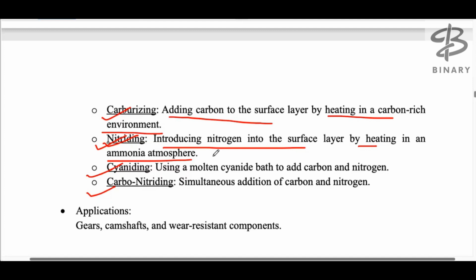That's why it is known as case hardening. Due to that, only the upper outer side of that material will have more and more hardness, but the inner part, the core, would remain the same as it was earlier, tough. So the toughness would be the same.